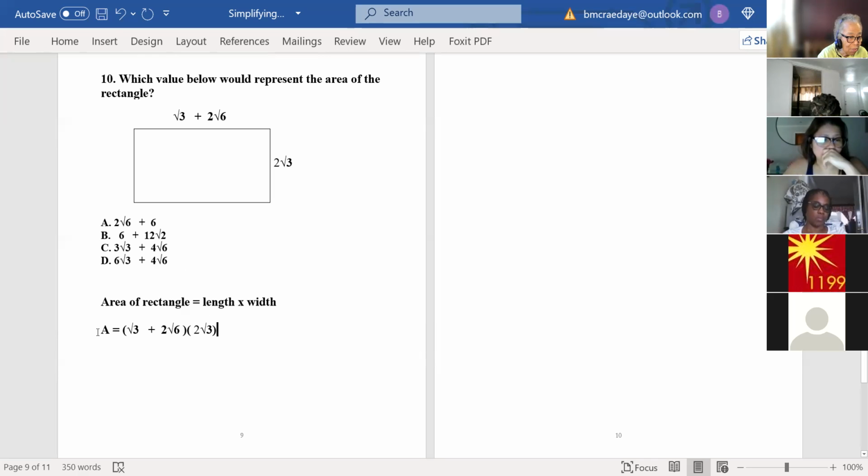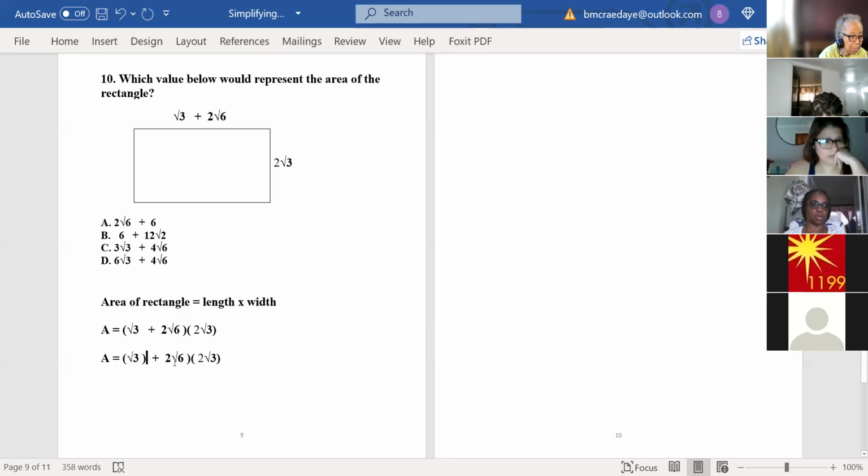So let me write how it would look. Then I want you to multiply it. But remember, when you multiply a radical by the same radical, you get 1, because I said a radical is raised to the 1/2 power, right? So this becomes square root of 3 plus 2 times the square root of 6 times 2 times the square root of 3. So this will be 3 times this. I'm just breaking it down.